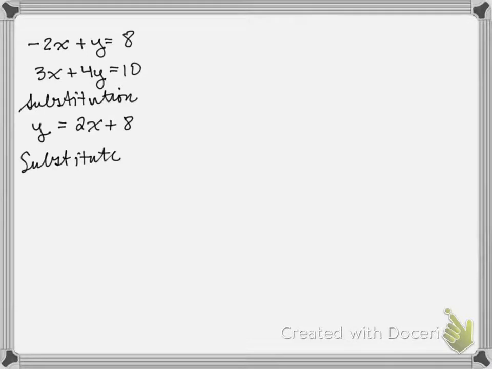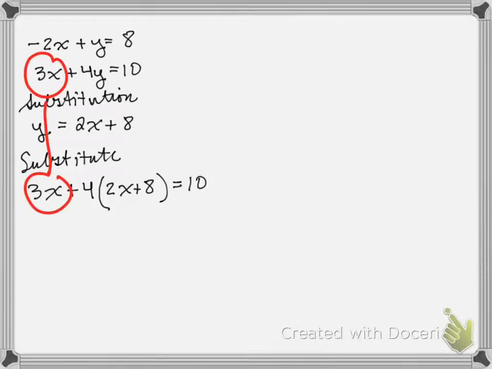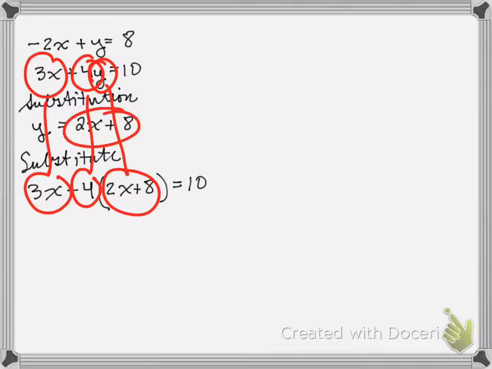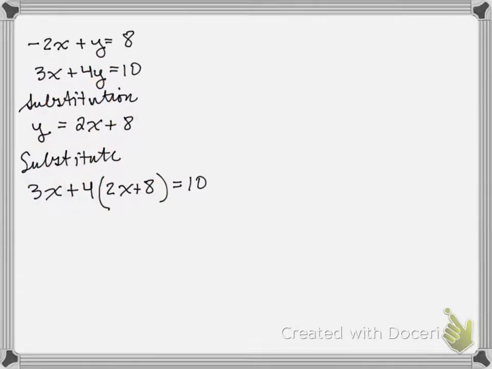And I will have 3x plus 4 times 2x plus 8 equals 10. Do you see that? In this equation, I brought down the 3x, and then I brought down the 4, and then instead of bringing down the y, I did this substitution of what y is. Okay? So take a moment and make sure that you follow that. And then from there, I can solve for x. So I've got 3x plus 8x plus 32 equals 10.